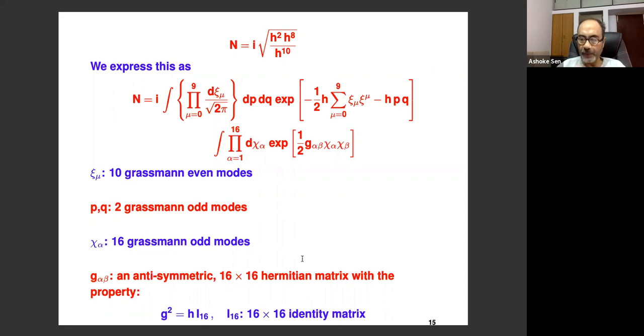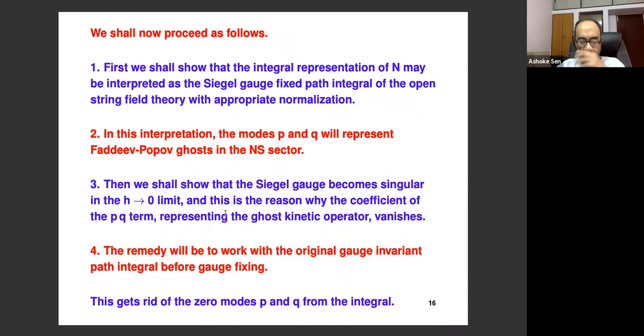This overall normalization you couldn't have gotten if you just started with string field theory, because in any quantum field theory, the overall normalization is ambiguous. I see. You could, in principle, do a few tricks to get this from string field theory, but let me not get into that. It's basically the same result at the end.